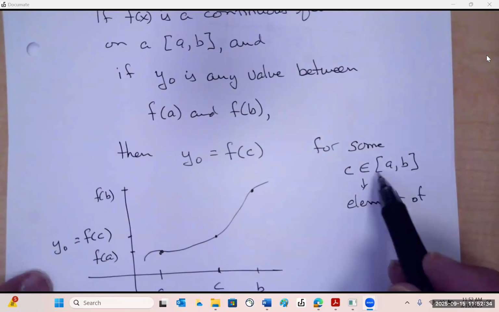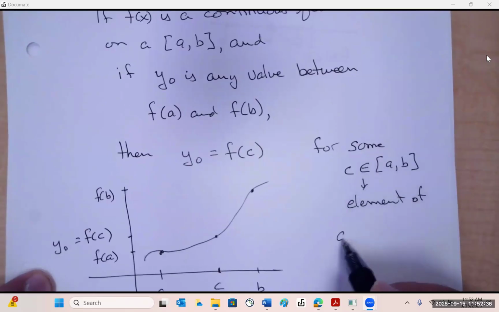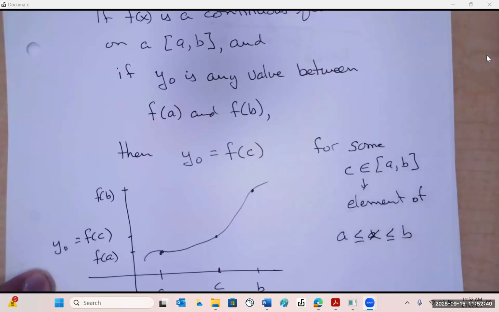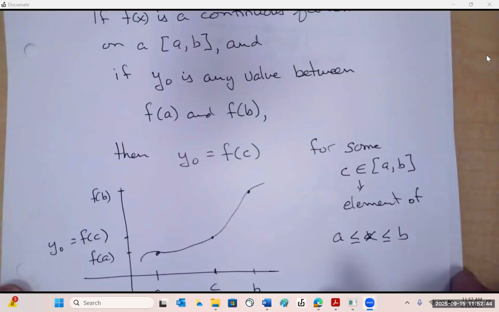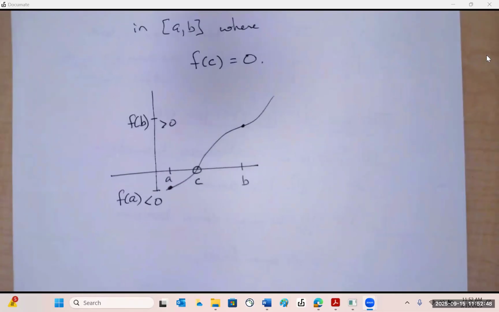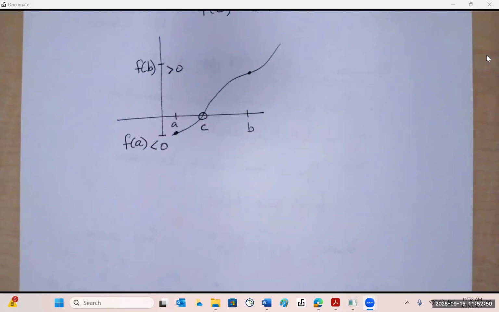And eventually that was changed to that. It just looks nicer when you do that. But it only works if it's a continuous function. And it doesn't tell us how many or where they are. It just tells us that at least one exists.